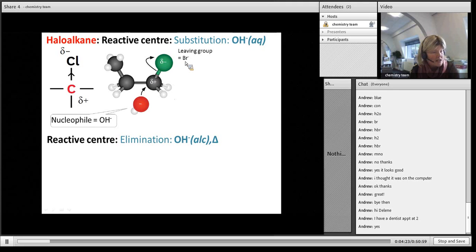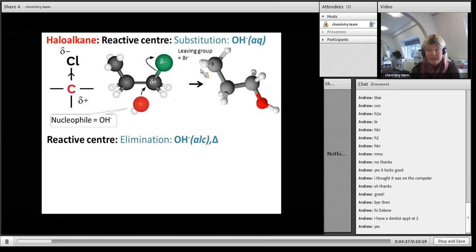Now bromide is a neutral anion, so it's a good leaving group. That was one of those 7 tips I said look at. Because it's a good leaving group, it doesn't mind leaving. It doesn't want to try and hang on and get back in the game. So I can replace my bromine with an OH, and so it's a substitution reaction.